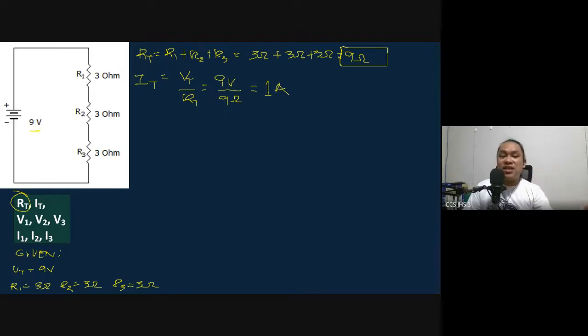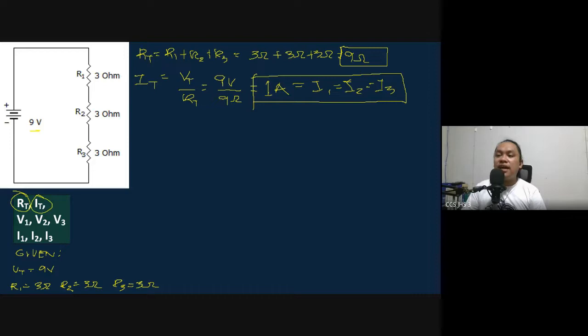Since we now have the value for our total current, let's go back to the condition given for a series circuit. What is the condition in a series circuit when it comes to current? Total current is equal to the value of your individual current. So 1 ampere is also the value of I sub 1, I sub 2, and I sub 3. Put them inside the box. So we are done with total current, I sub 1, I sub 2, and I sub 3. As easy as that.